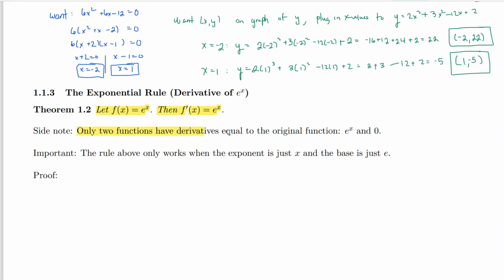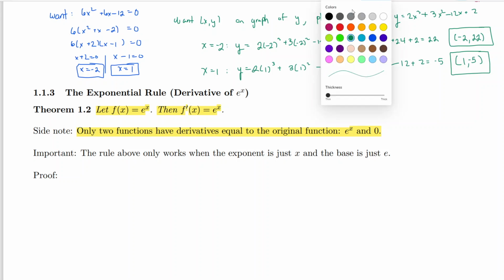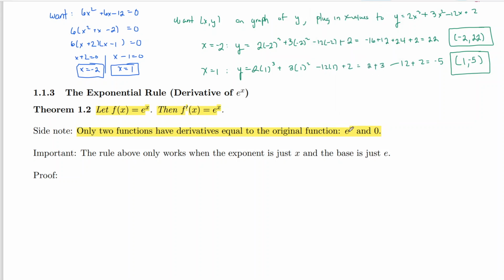So there are pretty much only two functions that have derivatives equal to the original function itself. It's e to the x and 0. That's a subtle lie because you can have plus and minus numbers on the x and it will still work, but we're not there yet. We're not able to actually do that.